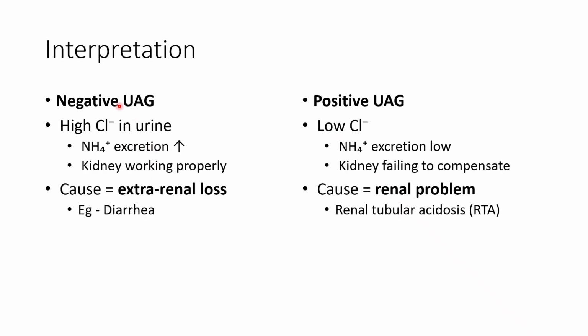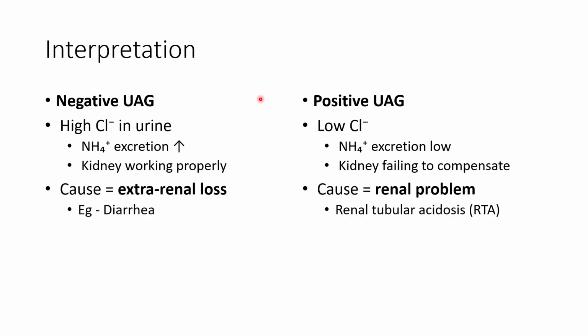Let's say there is a negative urinary anion gap. That means there is high NH4 plus that we couldn't measure, indicating there is high chloride in urine. So the kidneys are working properly. This indicates an extra-renal loss.